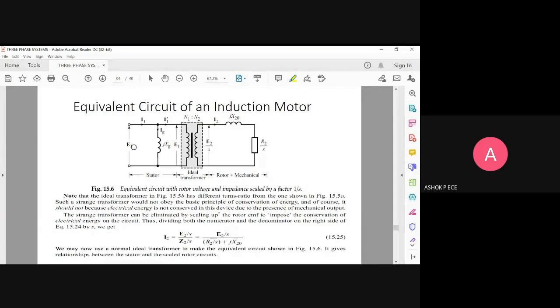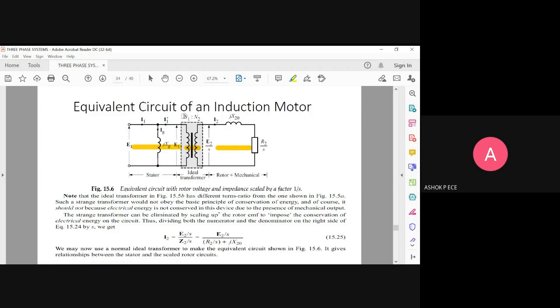You have a stator, up to this portion is the stator, here the ideal transformer, then the rotor plus mechanical load. So this is the equivalent circuit of an induction motor combined with an ideal transformer. See here, everywhere, if you keep the turns ratio without S, it means everywhere you have to divide by S. If you keep the turns ratio as S into N2, you'll be writing the other terms as they are. So you have to see how you are rewriting.